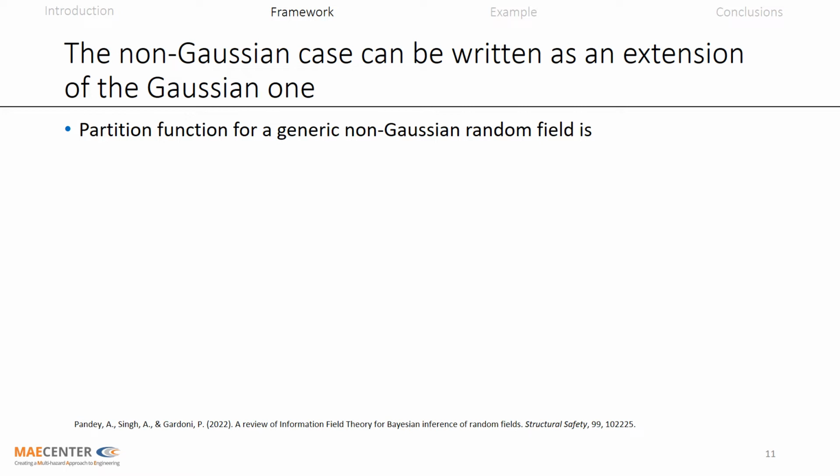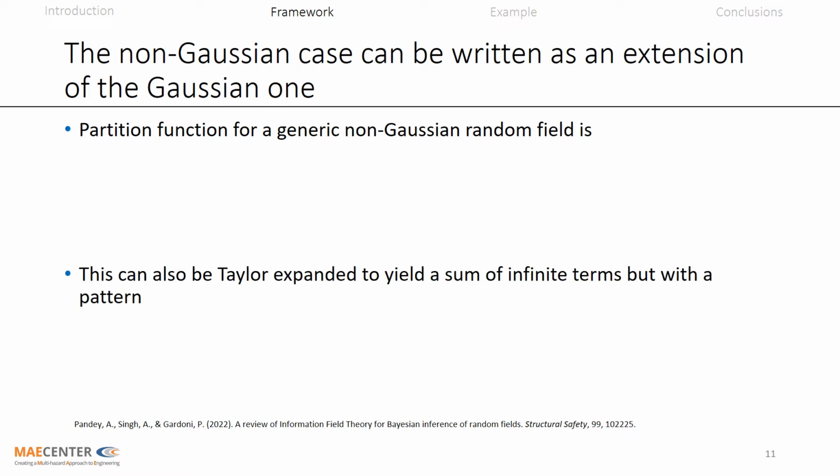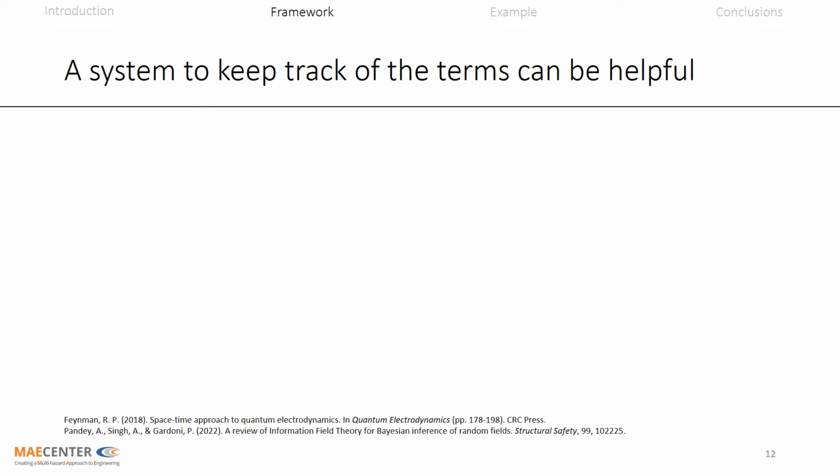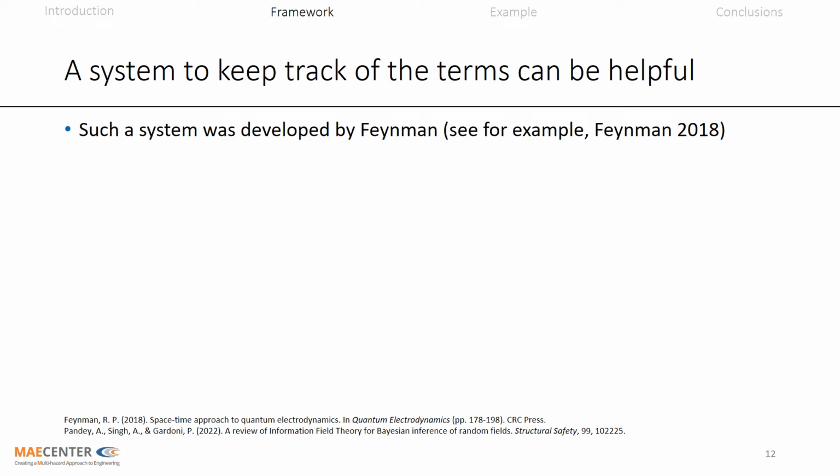So then, performing a Taylor expansion on this expression, we notice that it yields a sum of infinite terms, but each one of these terms has a pattern as shown below. The expression below has these exponents a, b, c, e, and n. All of these are integers with well-defined relationships between each other. So if we can come up with a system that keeps track of all the terms in the infinite summation of the partition function, that can help us in estimating the posterior moments. One such system was developed by Richard Feynman.